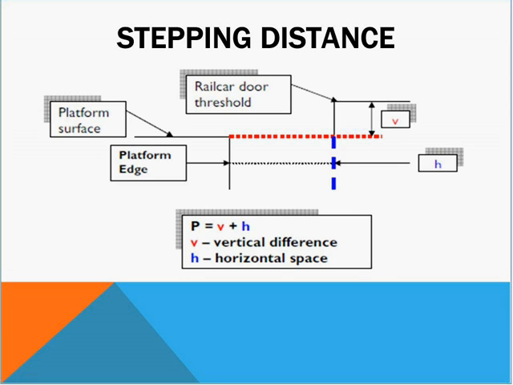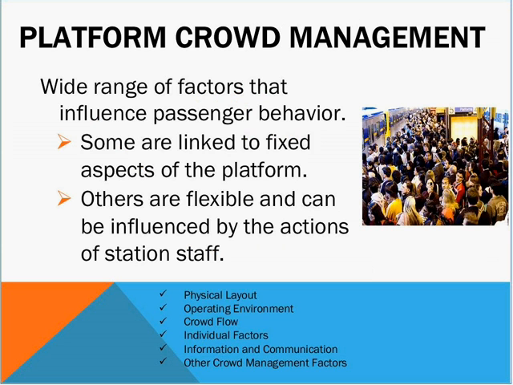Just to look at it from a graphic point of view, the stepping distance, the distance that an individual would have to take from the platform to the rail car or from the rail car to the platform, is made up both of a vertical and horizontal distance. And when we're considering a gap, it's really the cumulative distance of the vertical and the horizontal distance, not strictly the vertical or the horizontal distance.